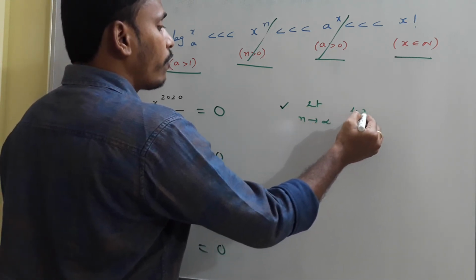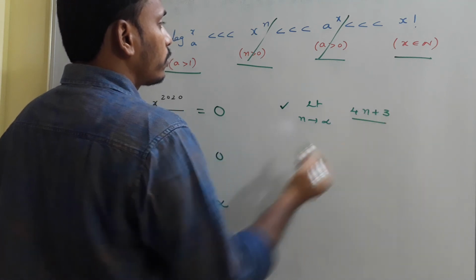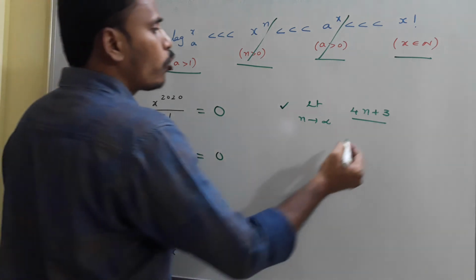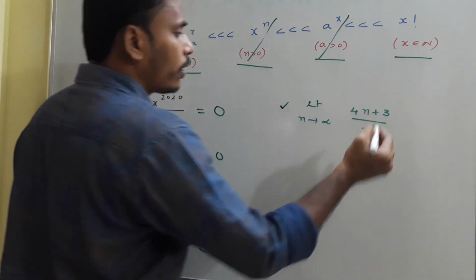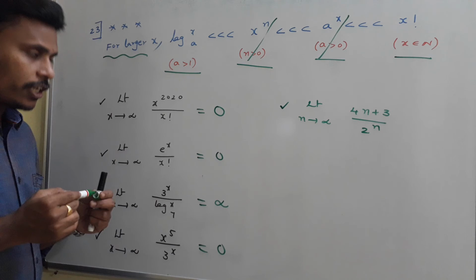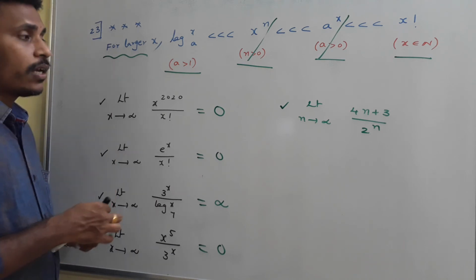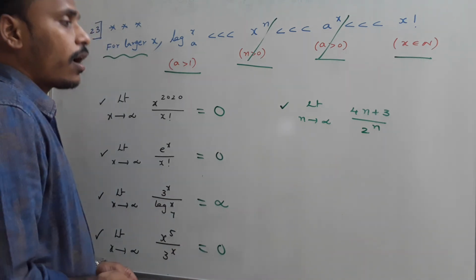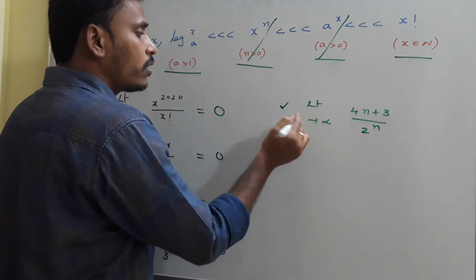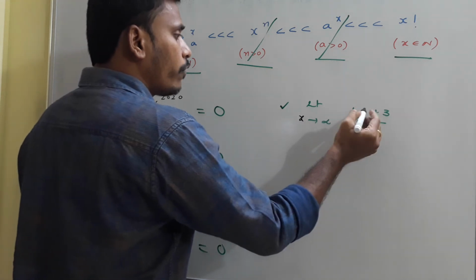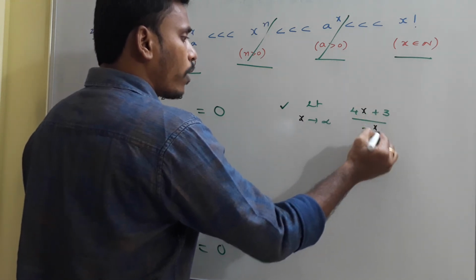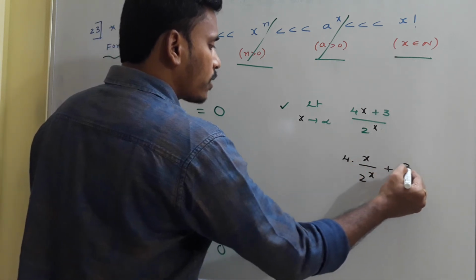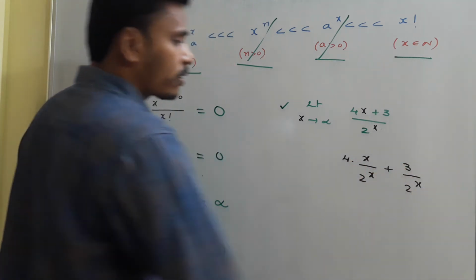In the same way, for suppose I have a problem like this: limit n tends to infinity of 4n plus 3, it just looks like an algebraic expression, right? Divided by, you may take any number, like 2 power n. See, the numerator is linear and the denominator is 2 power n. Or otherwise, if you have any confusion here, just take it as x tends to infinity, 4x plus 3 by 2 power x. You just split it: 4 into x by 2 power x plus 3 by 2 power x.